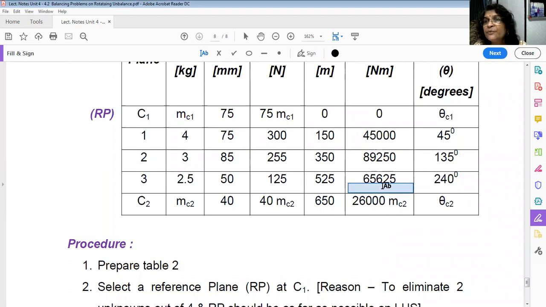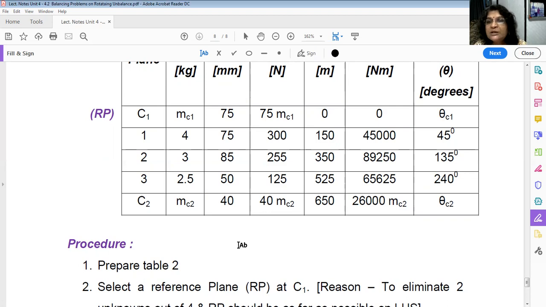45,000, 89,250, 65,625 and 26,000 into MC2. So in your sketchbook or a drawing sheet, you will be given a half imperial size drawing sheet in the examination. Don't worry about the size. A half imperial size sheet will be given. But right now you have to solve this problem in your sketchbook, which is of A3 size.